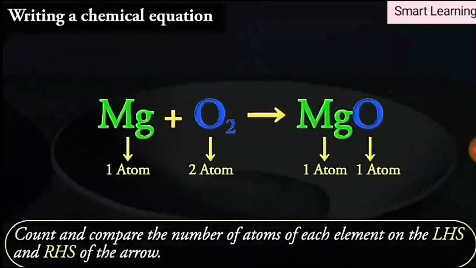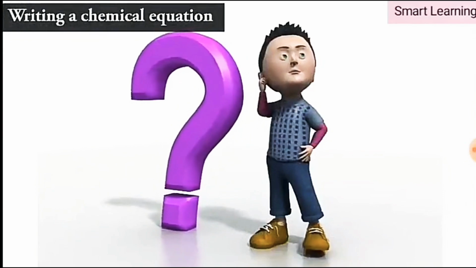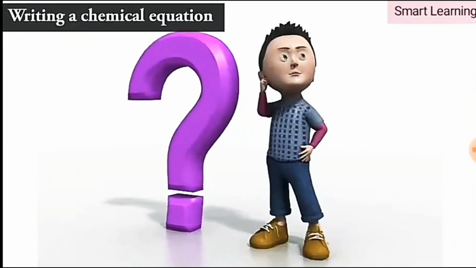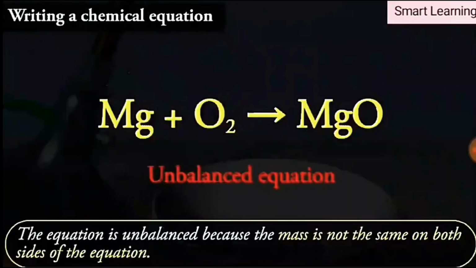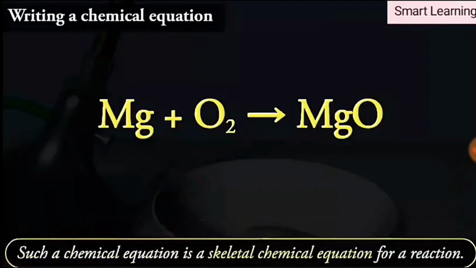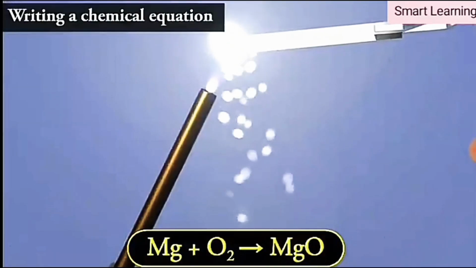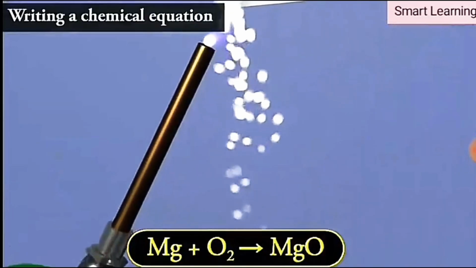Count and compare the number of atoms of each element on the LHS and RHS of the arrow. Is the number of atoms of each element the same on both sides? If not, then the equation is unbalanced because the mass is not the same on both sides of the equation. Such a chemical equation is a skeletal chemical equation for a reaction. This equation is a skeletal chemical equation for the burning of magnesium in air.